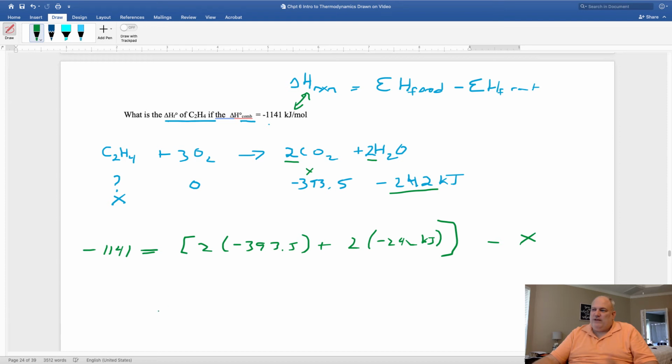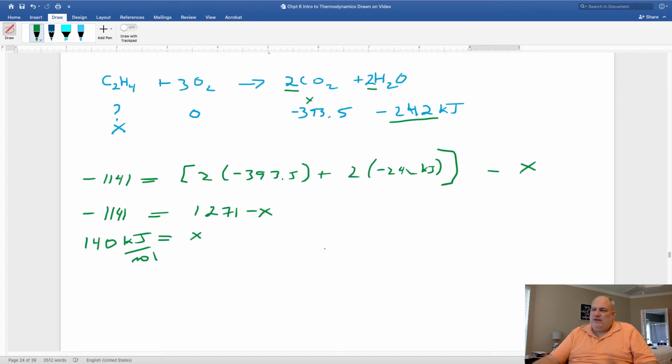Now, if I just want to simplify this as a math problem, 1,141 is going to be equal to, and all the stuff here, I mathed it beforehand, 1,271 minus x. And if you rearrange this, you're going to end up with x being equal to 140 kilojoules per mole. Again, I didn't put the units in because I'm having such a hard time with the writing. I'm going to guess there'd be a decimal place right there because some of these, like 242, had 3 significant figures. I didn't see any that had less than that.